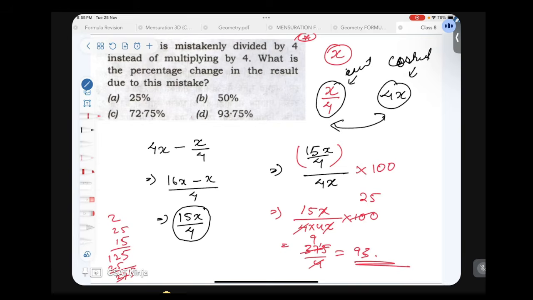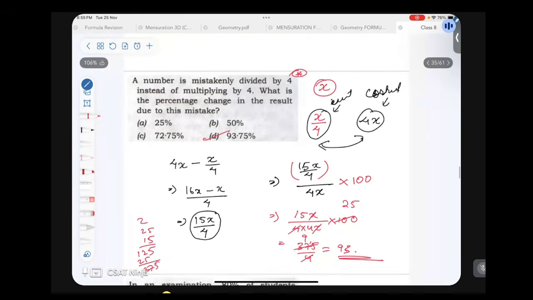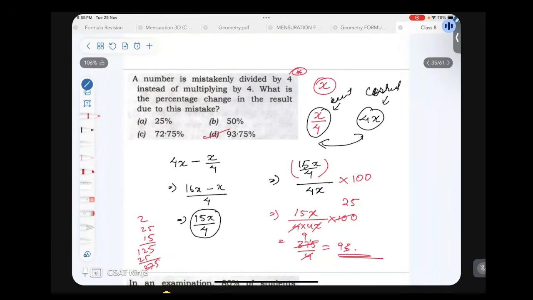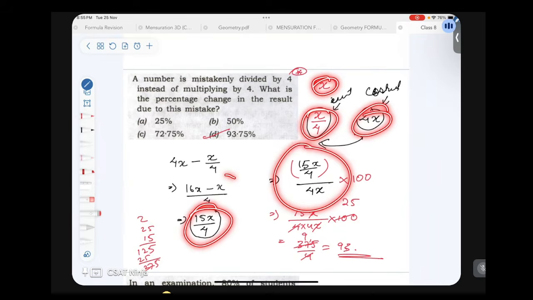I don't need to get the exact value. The answer, there's only one option which has 93 point something. So the answer is 93.75 there. Are we clear with this? I think it's a very easy one. Just that you need to get the value, find the error, and divide it by the original value.